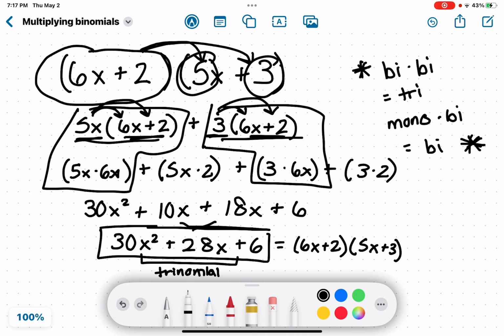So with this method, we use the distributive property. But I have one more method we could use to multiply two binomials. I find the distributive property easier and a little more practical, but our second way also works and is also perfectly fine as well. Let's get into it.